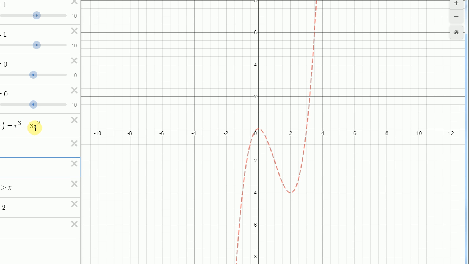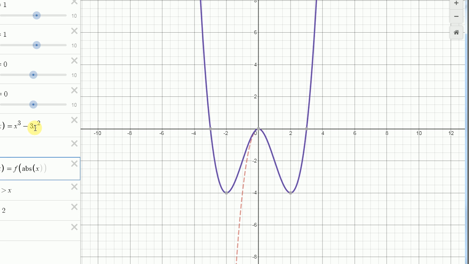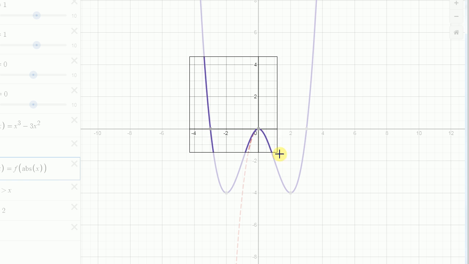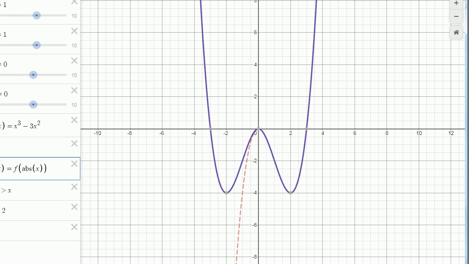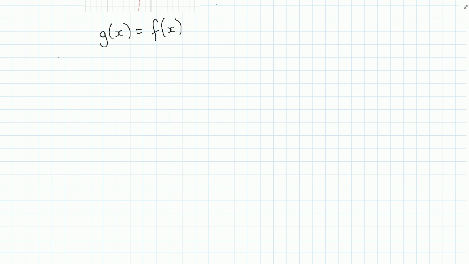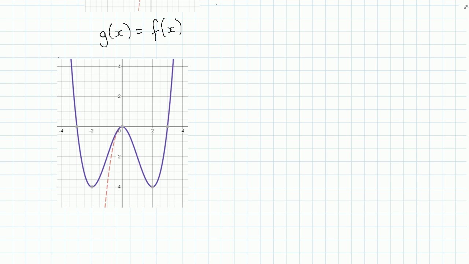So what actually happens for g(x), so remember absolute is the modulus function, is you actually get a symmetry of the positive side. It actually makes a complete reflection in the line x equals 0. Okay, so I'll just take that back to our notes. So this actually winds up reflecting in the y-axis.